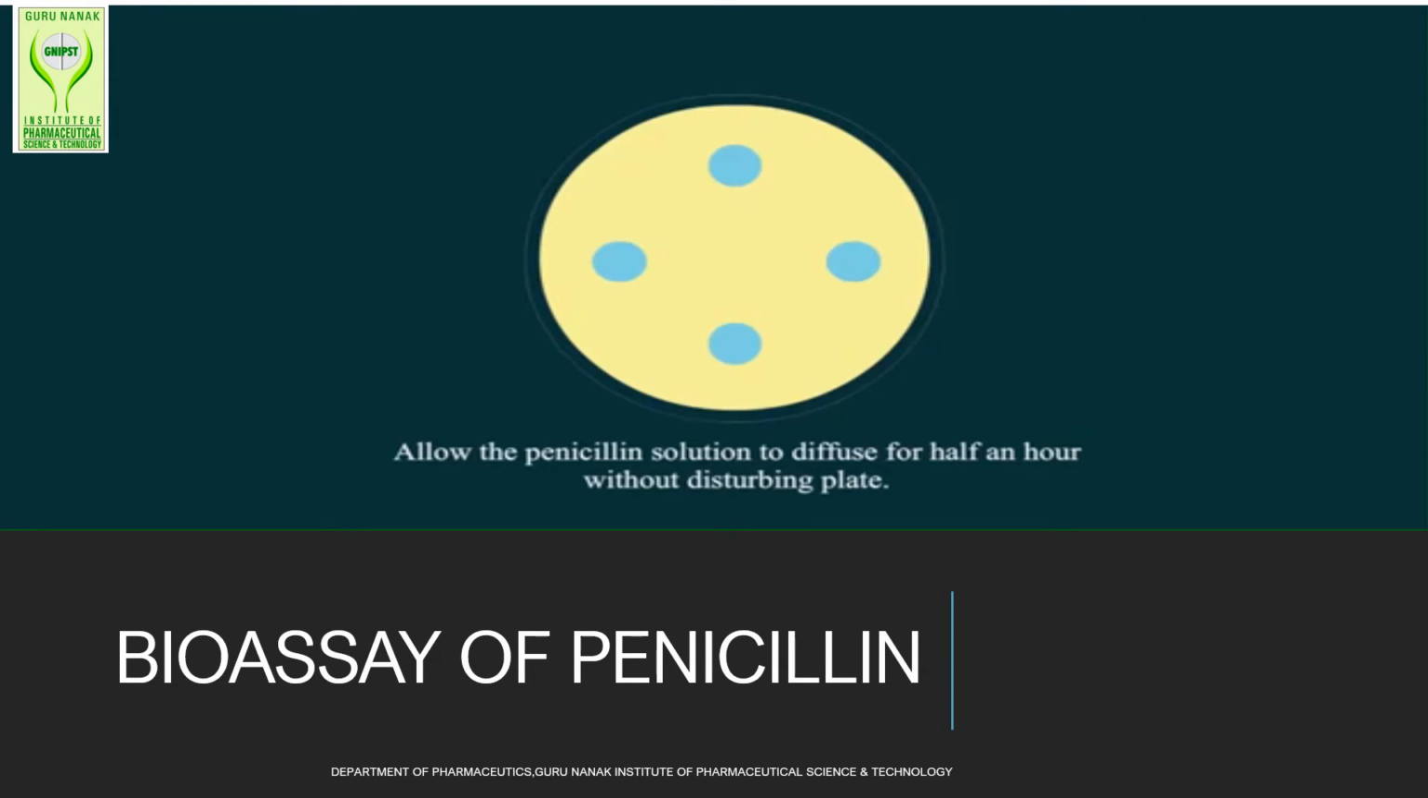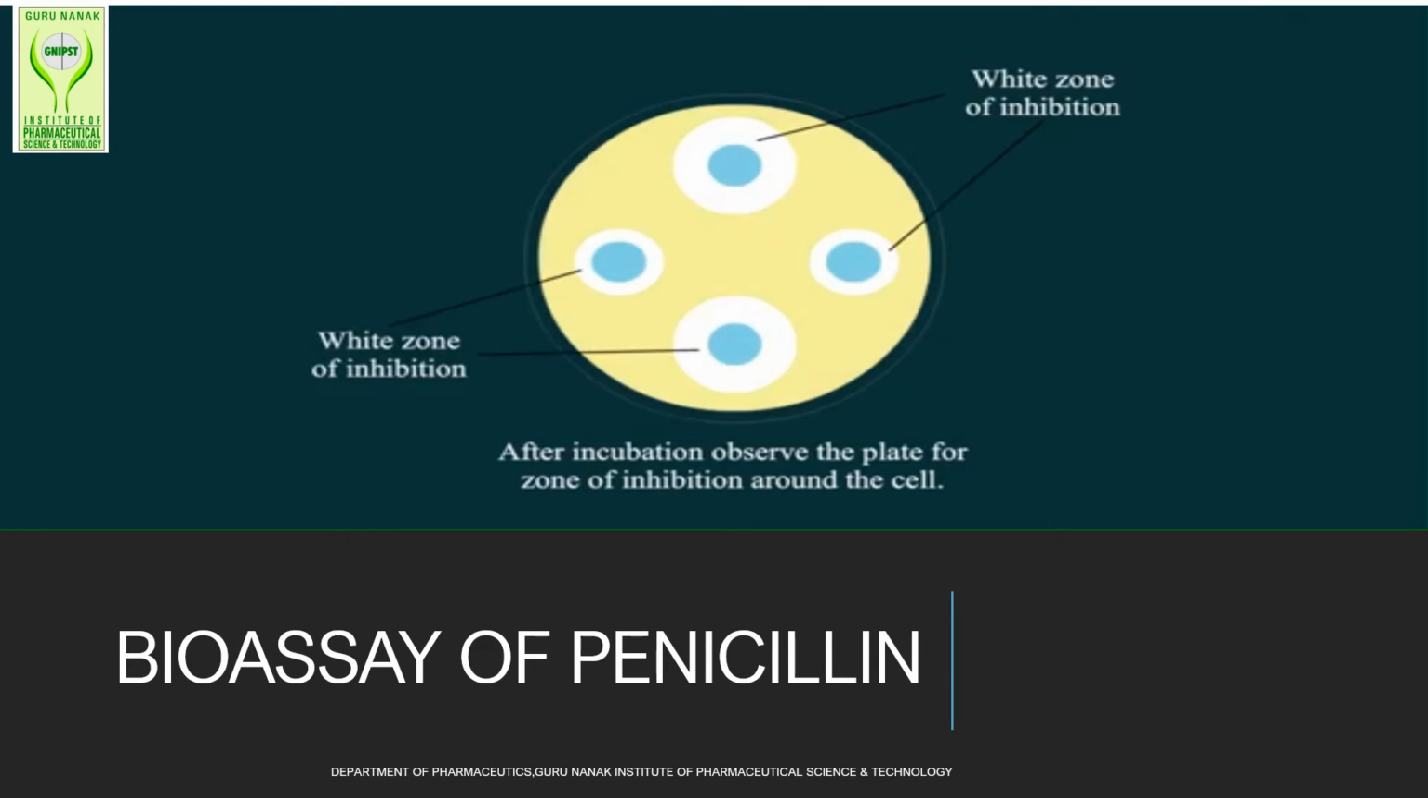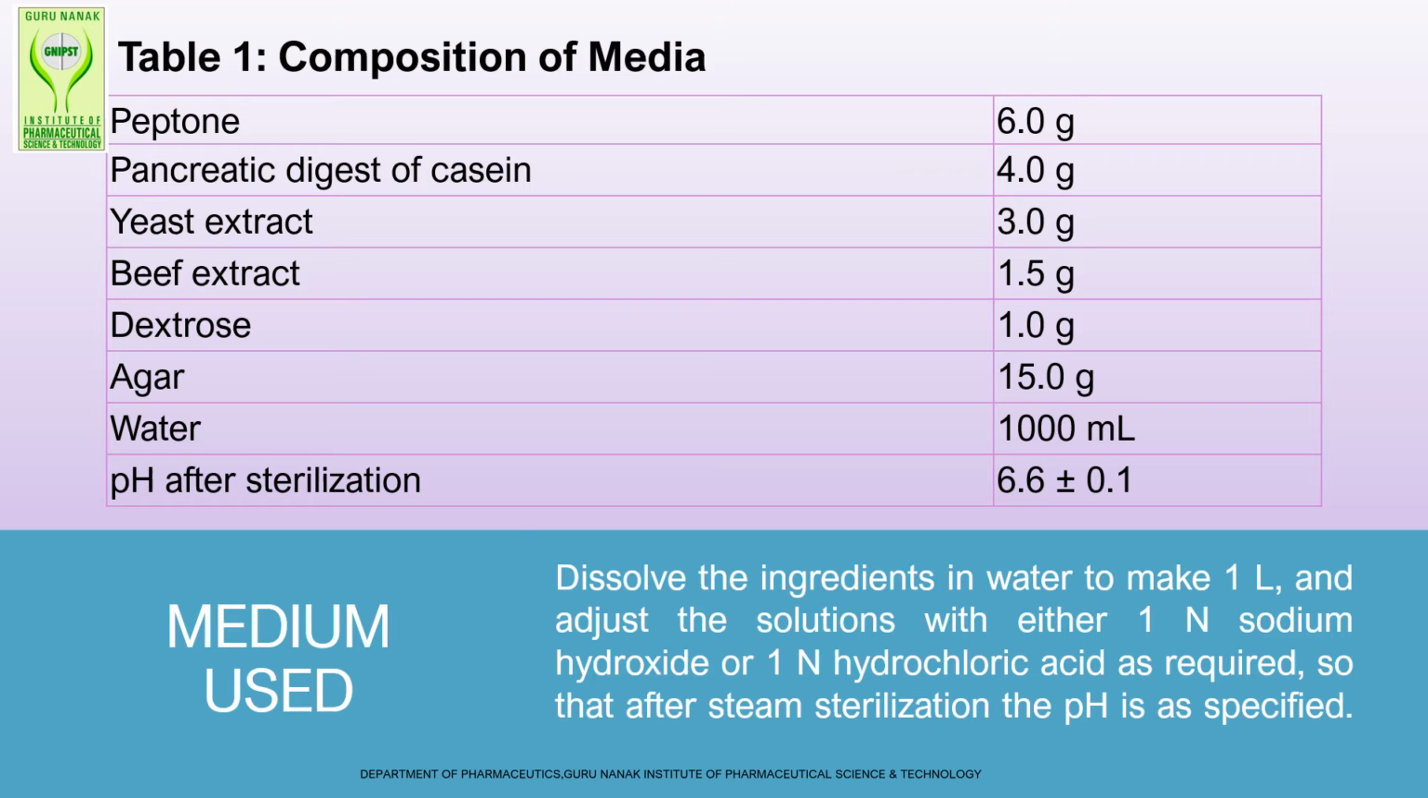After this, we have to allow the penicillin solution to diffuse for half an hour without disturbing the plate. Then we will incubate the plate at around 37 degrees centigrade for 24 hours, and after incubation we will observe the zone of inhibition around the cup. You can see the white color zone of inhibition. The SH and UH will give the major zone of inhibition because they are standard high and unknown high. That's why they are kept diagonally to each other. I hope the process is clear to you.